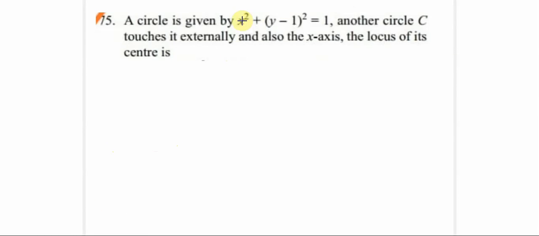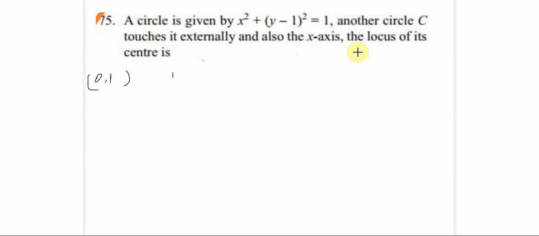This question is from circles. We are given an equation of a circle, x squared plus (y minus 1) whole squared equal to 1, and from that we directly get the radius and center of the circle. Radius is 1 and center is (0, 1). It's given that another circle C touches it externally and also the x-axis. We want the locus of its center.